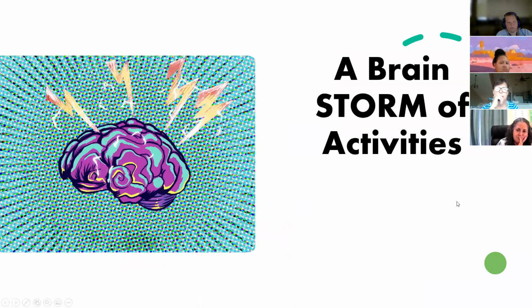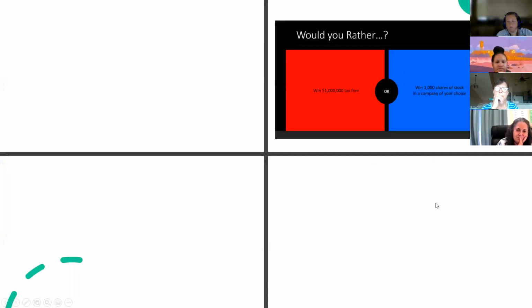Let's quickly brainstorm some of my favorites. Would you rather? You played that game, right? Would you rather win $1 million tax-free or win 1,000 shares of stock in a company of your choice? This is one of the easiest things to do with your class as a formative assessment. There's not a right or wrong answer. It's what you would choose and explaining why this choice is better for you than the other one. You could do this with economics, geography, history.